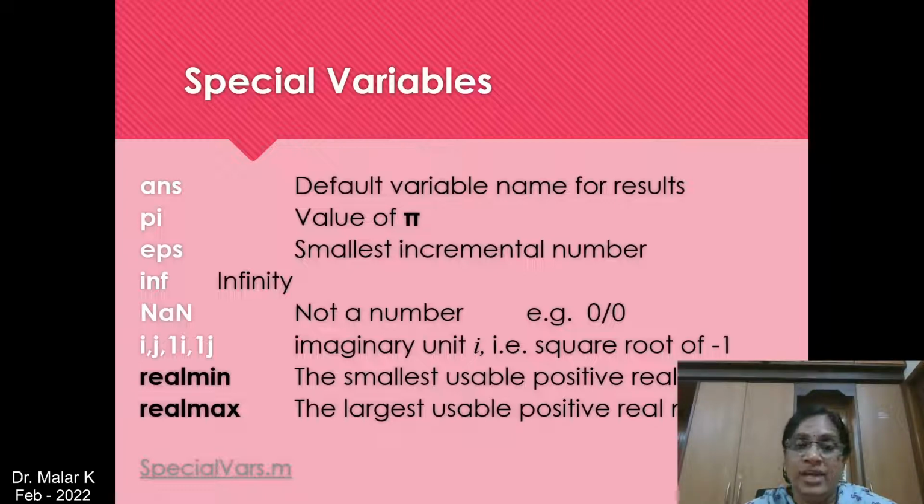Value of pi, we can use the command pi. EPS is the smallest increment number. Infinity, you should use the INF. NaN is not a number. Real min is the smallest positive real number. Real max is the largest usable positive real number.